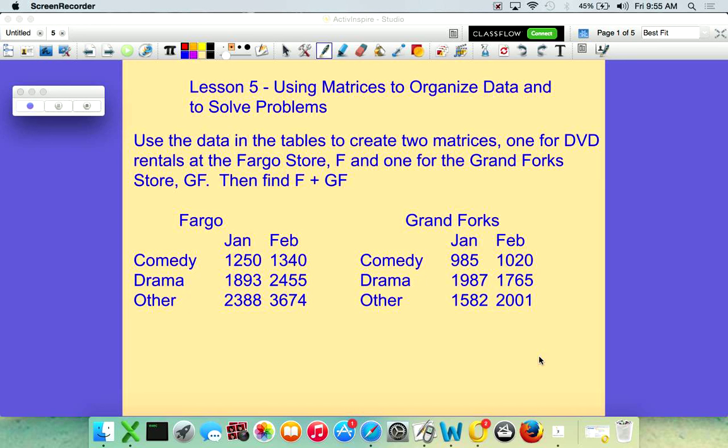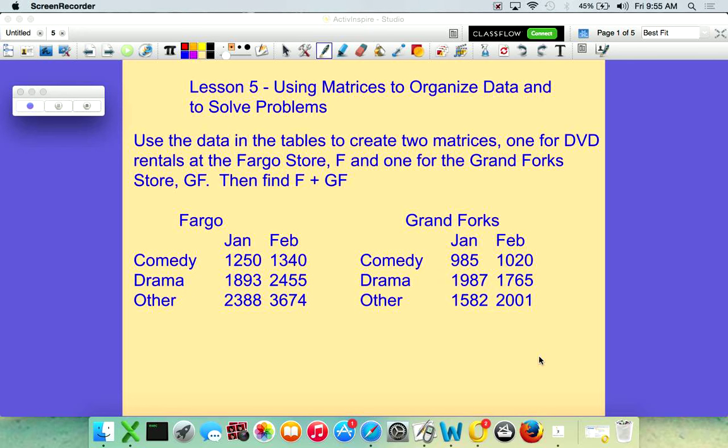Today we're going to talk about lesson 5, using matrices to organize data and to solve problems. Matrices are just a way to organize data. What this one says here is use the data in the tables to create two matrices, one for DVD rentals at the Fargo store and one for the Grand Forks store. Then we need to find what F plus GF equals.